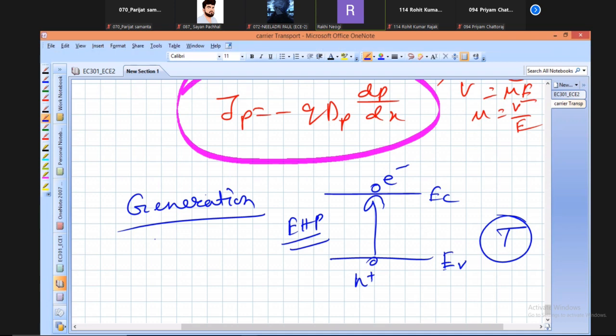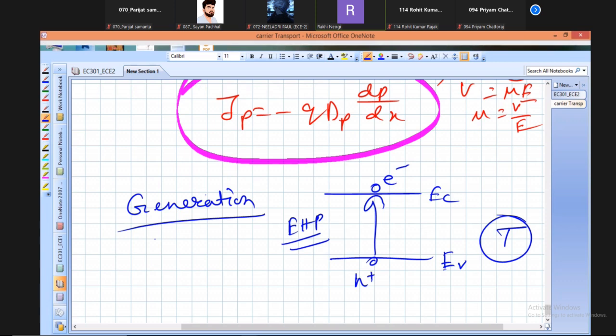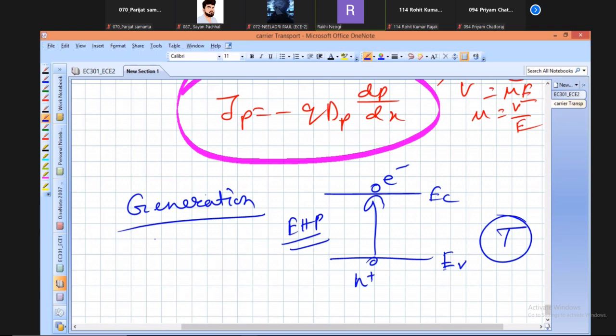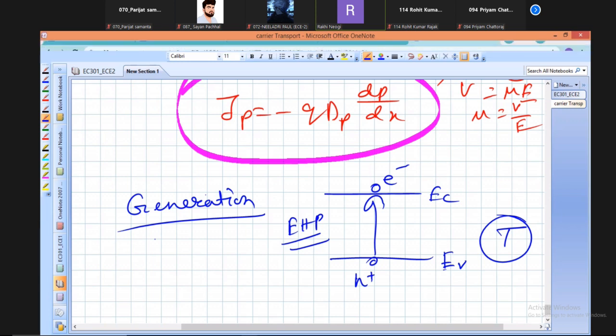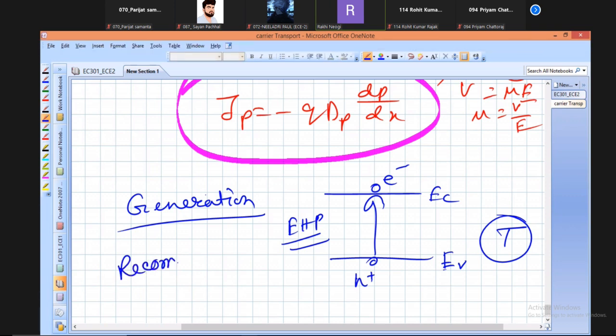Now, if only the generation process continued, then considering a large time, there would be a huge amount of carriers in a semiconductor. But it is not like that. That means there is an opposite process which is also large, and the rate of that opposite process will be equal to the generation process under equilibrium. That opposite process is called recombination. Under recombination, what is happening inside the semiconductor?